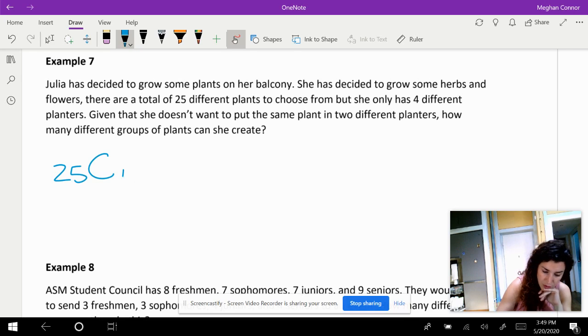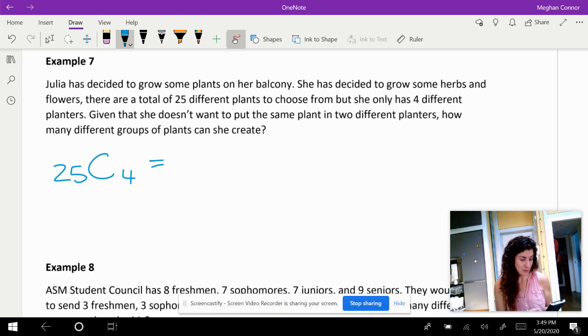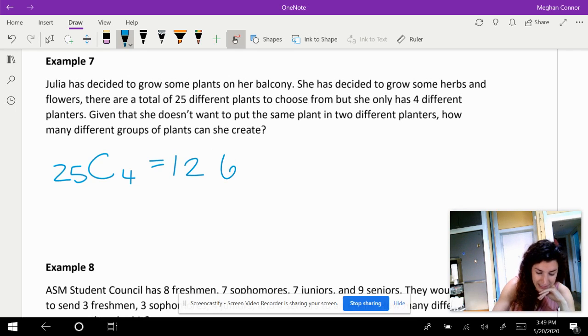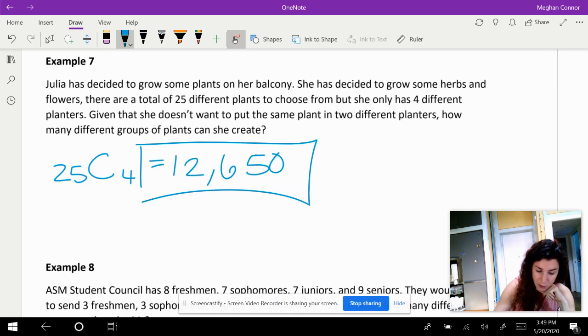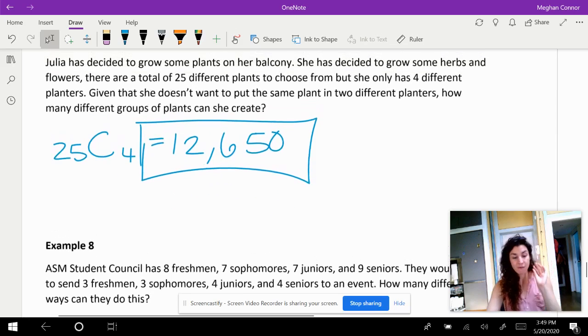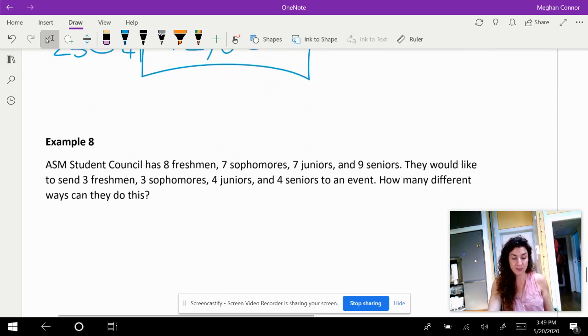So this would be 25 choose 4. I don't know why combination has the word choose and permutation doesn't have one, but that's what it is. You can use the formula or use your calculator. 25, 4. There are 12,650 different groups of plants that she could create from just a total of 25 options, which is crazy.